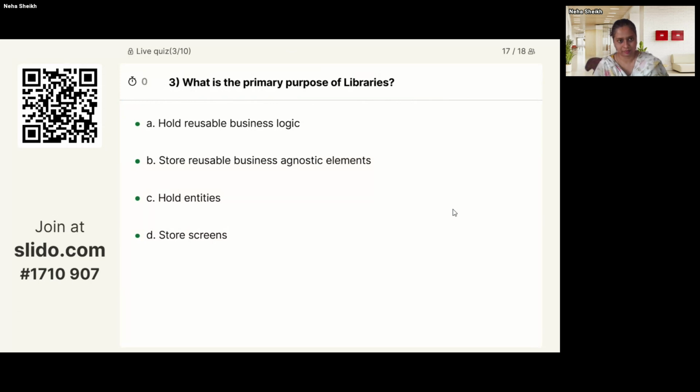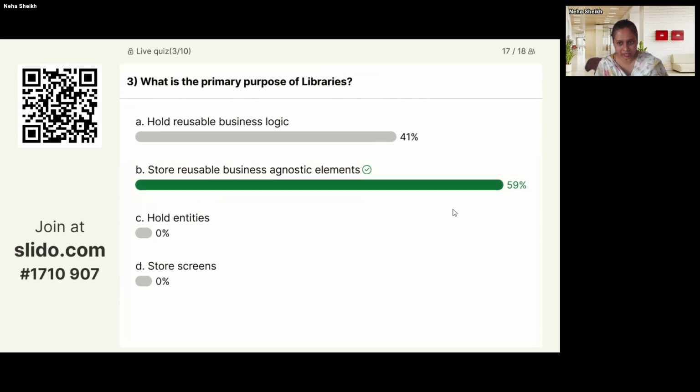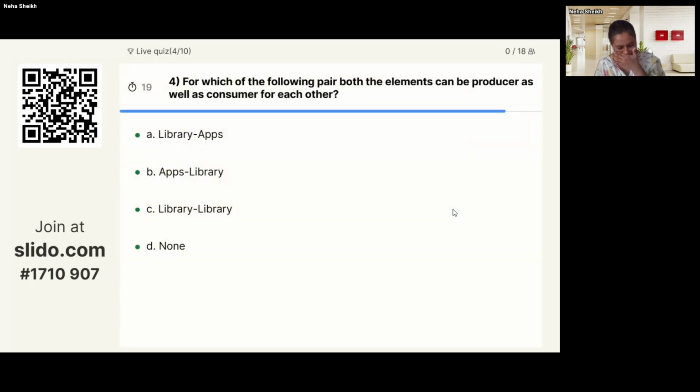The correct answer is B, store reusable business agnostic elements, and maximum people got it correct. That's great. Going to the next question. For which of the following pair both the elements can be producer as well as consumer for each other?